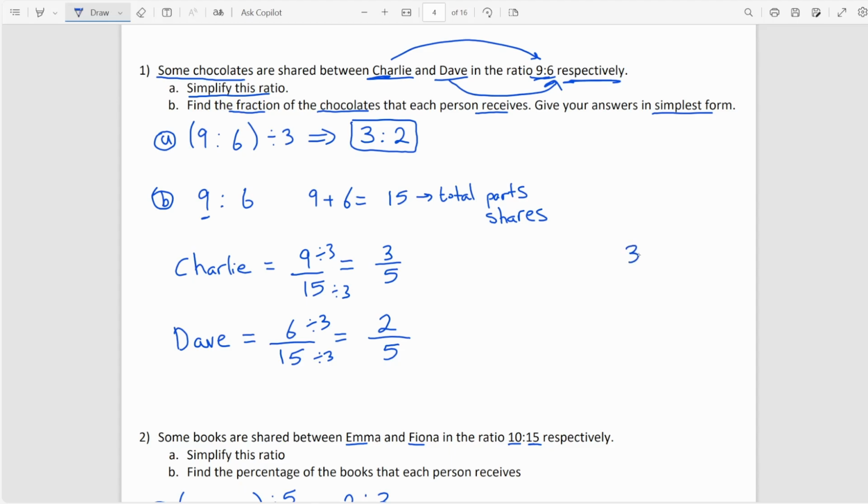If I had used 3 and 2, then I would get directly the answer as 3 over the whole parts, which is 5, and 2 over the whole parts, which is 5. This is Dave. And this is Charlie. Okay. So as you can see, when the ratio is already simplified, you get your fractions fully simplified as it is. But there's nothing wrong with what we did here. We just had an extra step of simplifying the fraction.